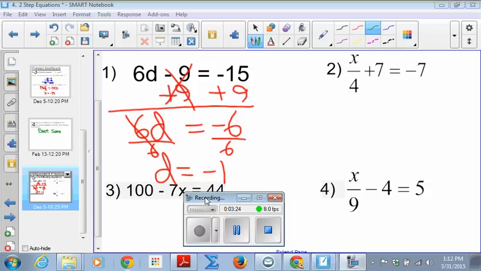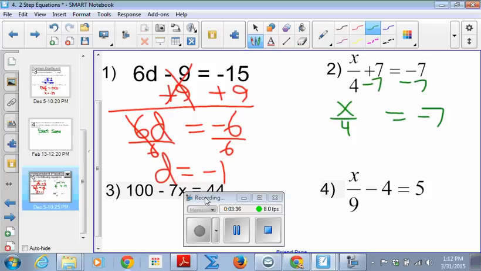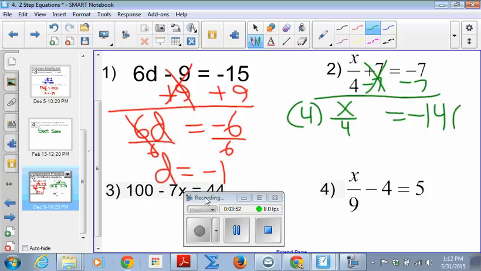x divided by 4 plus 7 equals negative 7. We want x divided by 4 by itself, excuse me. So to get rid of plus 7, we minus 7. Sorry, I'll erase that. So that goes away. Negative 7 minus 7 equals negative 14. The way to undo divided by 4 is to multiply by 4. Leaves you with x equals negative 56.